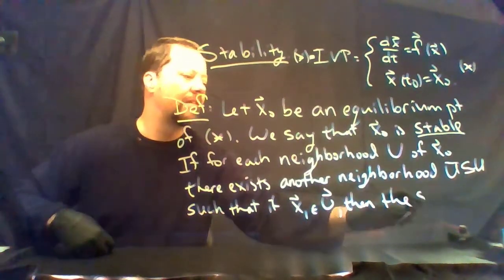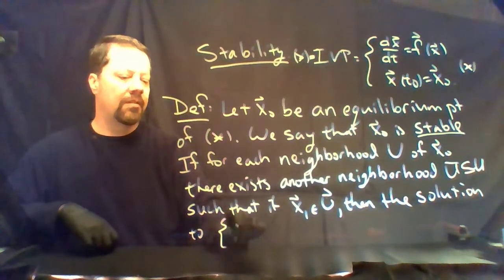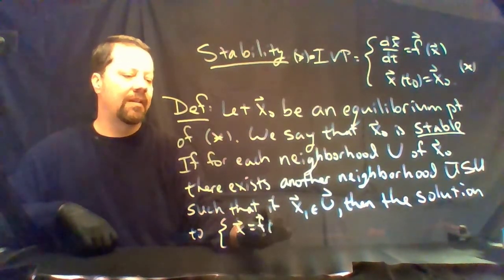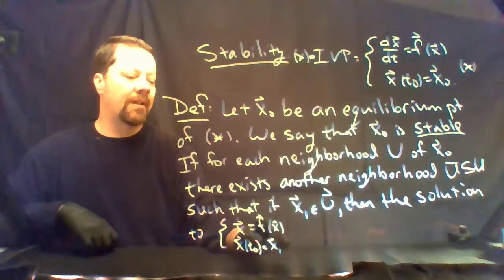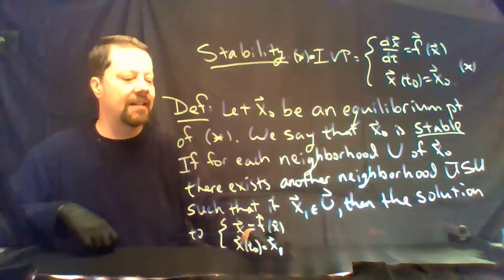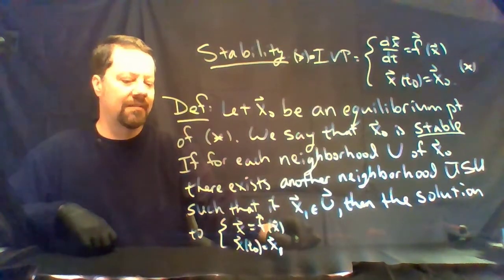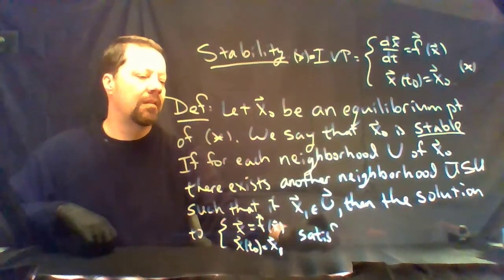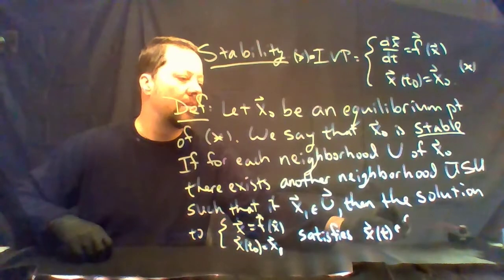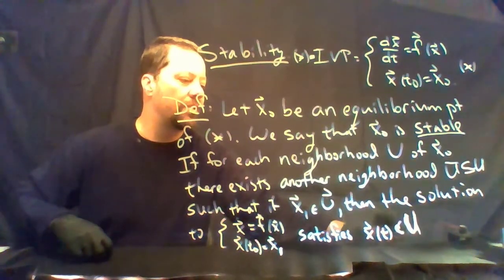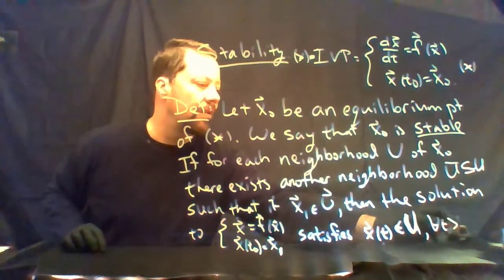then the solution to x dot equals f of x, x of t naught equals x1, if we start instead of at x naught at the point x1 in some close neighborhood of x naught, satisfies: the solution x stays within U for all t greater than t naught.